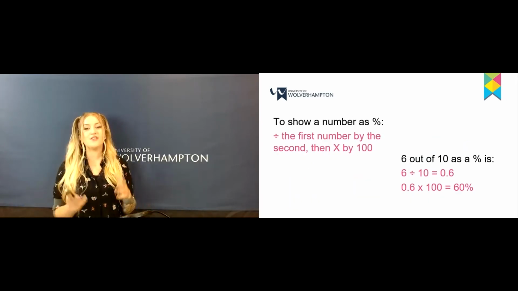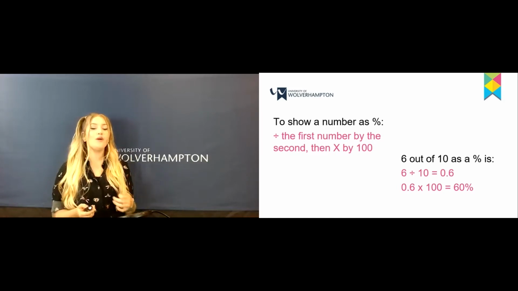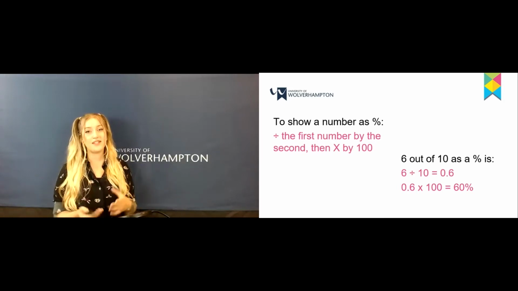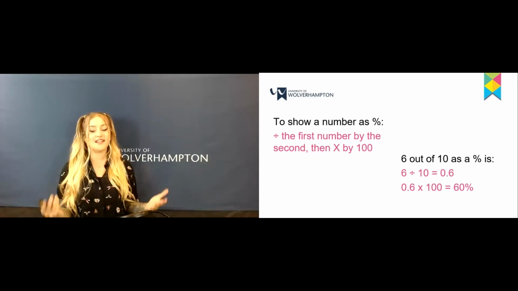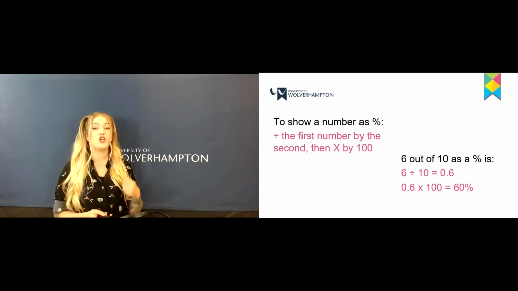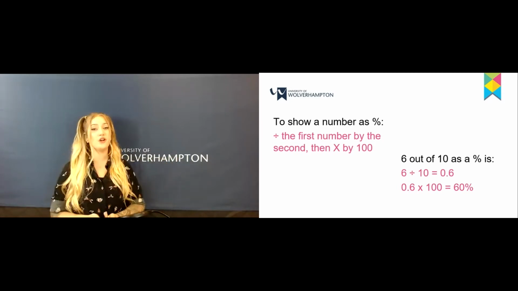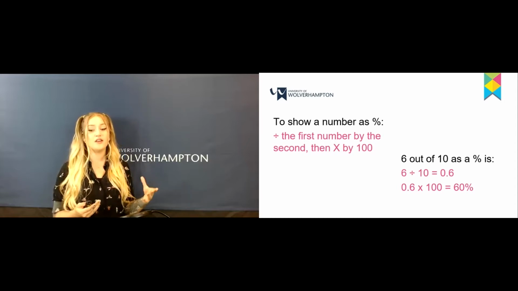So to work out a number as a percentage, for example, what is 6 out of 10 as a percentage, you always divide the first number by the second and then times the answer by 100. So for example, what is 6 out of 10 as a percentage? You would divide 6 by 10 to give you a decimal of 0.6. Then you would times that decimal by 100, which would give you the answer as 60%.